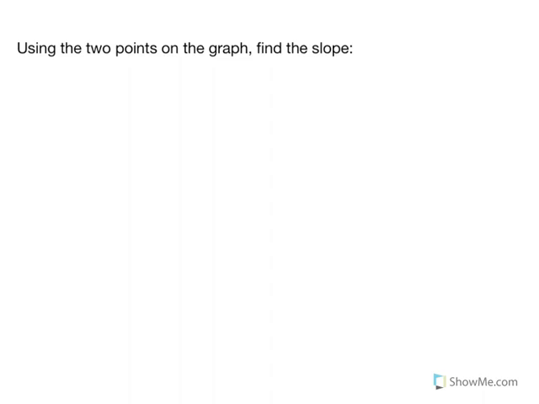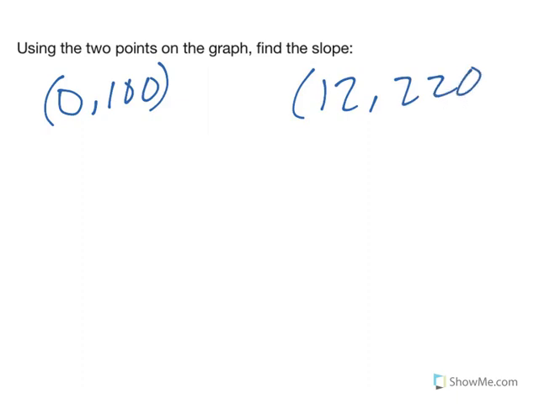All right, so through the 2 points that we have on this graph, we're still on page 221, we can find the slope. So if you notice, they give us the points (0, 100) and (12, 220). So we'll say this is x1, y1, and this is x2, y2.